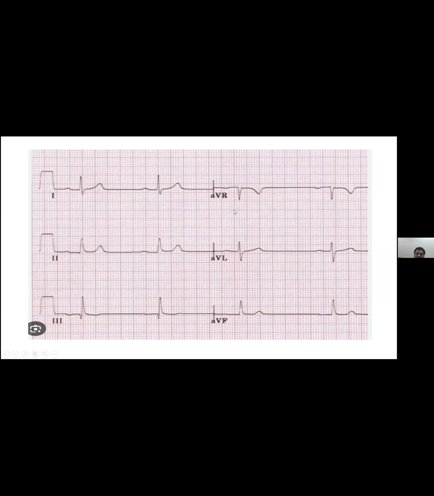The next way of understanding the axis is, whenever there is an equiphasic QRS complex, take the perpendicular. See here in AVL, it is equiphasic, and exactly opposite to that.